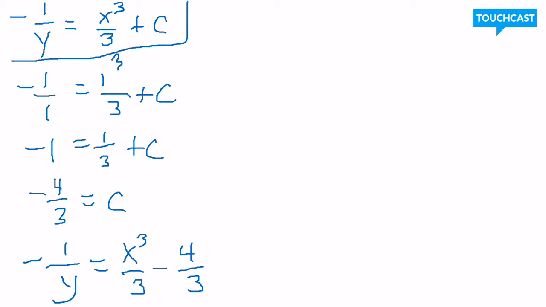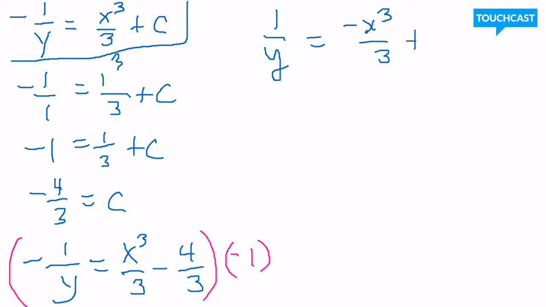I find that the fastest way in this situation, my problem here is I have y in the denominator. I'm going to have to figure out how to get it out of the denominator. My recommendation here is to multiply through first by negative 1. So that's going to become 1 over y equals negative x cubed over 3 plus 4/3. If you wanted to, you might notice that right away I can write that right-hand side as one single fraction. So that could be 4 minus x cubed over 3, or negative x cubed plus 4 over 3.